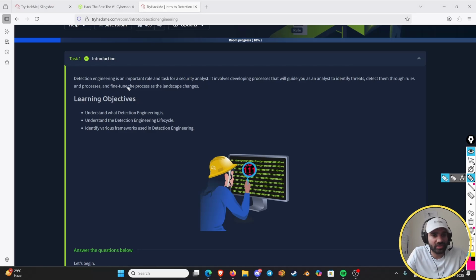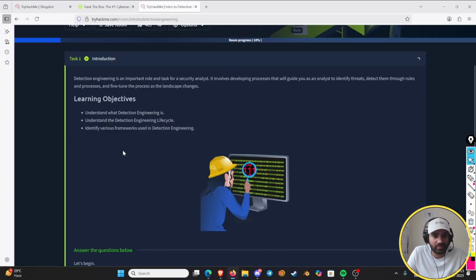So detection engineering is an important role and task for a security analyst. It involves developing processes that will guide you as an analyst to identify threats, detect them through rules and processes, and fine-tune the processes as the landscape changes. Now, the learning objectives are: understand what detection engineering is, understand the detection engineering lifecycle, and identify various frameworks using detection engineering.